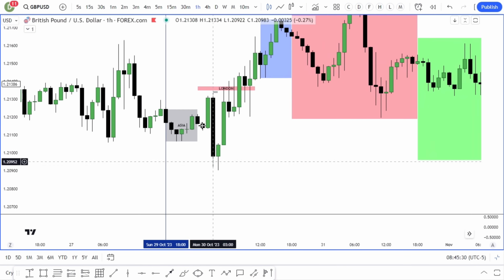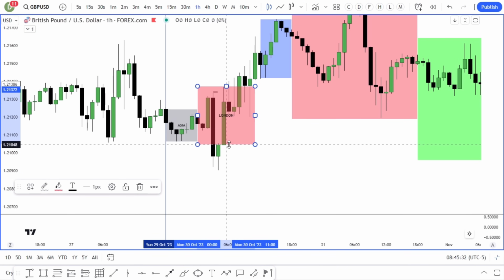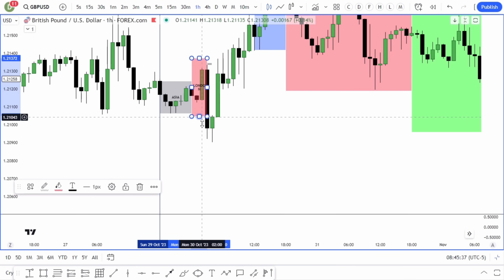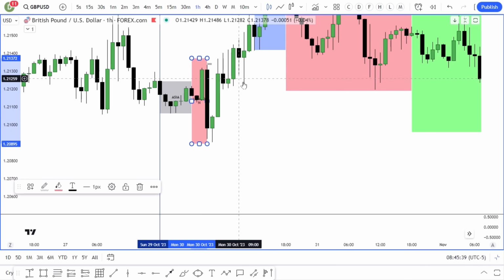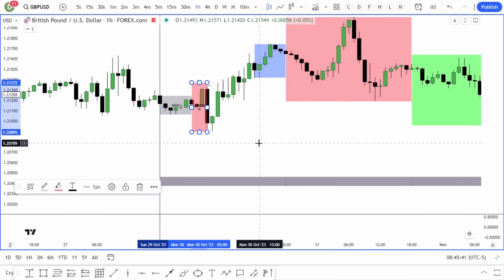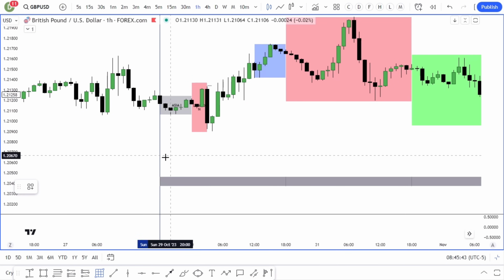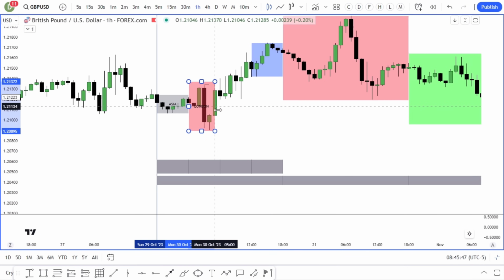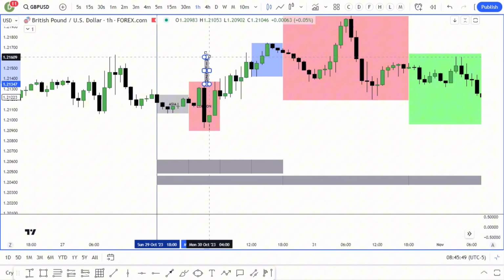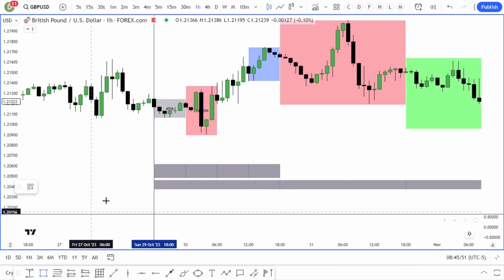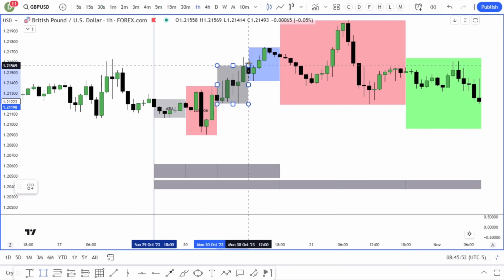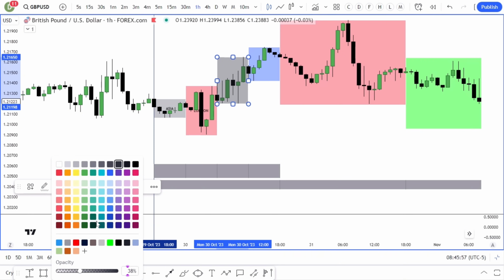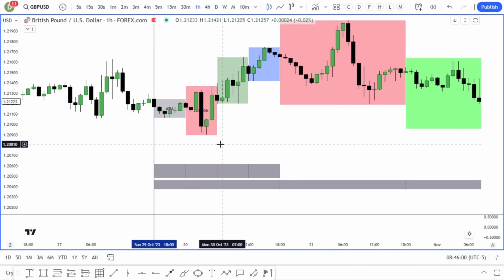So this short setup that formed within this range right here, this one was our manipulation, sweeping sell side for distribution to see price move higher, if that makes sense, right? To simplify it, this is how we identify it, and then Q3 would be our distribution, if that makes sense, right?